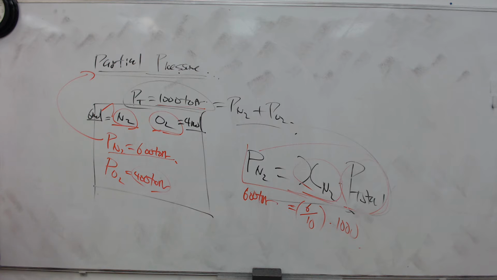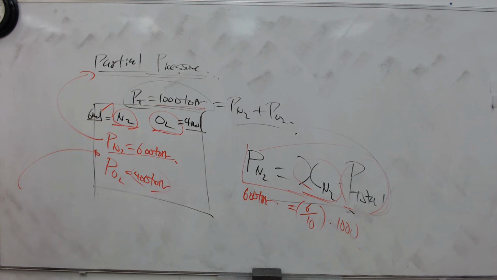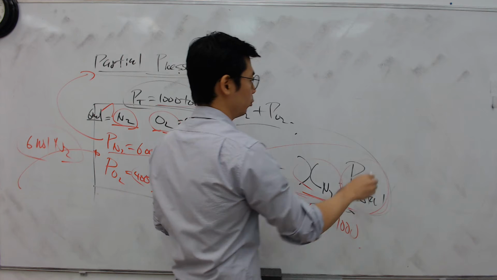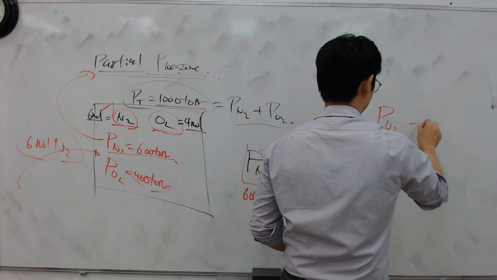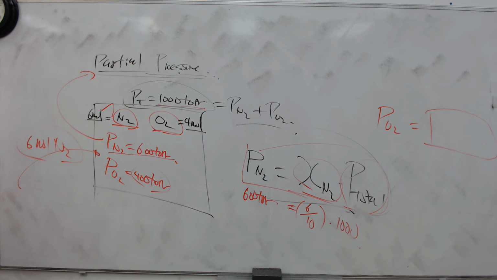We have 6 moles and 4 moles of the gases, right? If I added 6 additional moles of N2 gas, so we have 6 and 4, and I added 6 more of N2 gas, I have 12 moles of N2 and 4 moles of O2 gas. The question becomes, what will be the partial pressure of the O2 gas now?